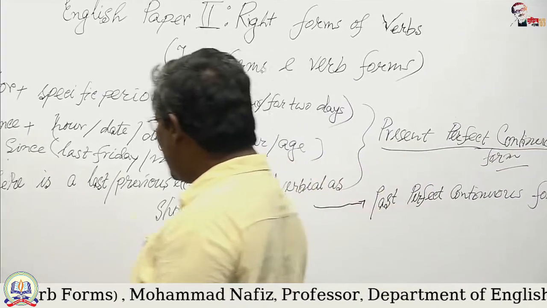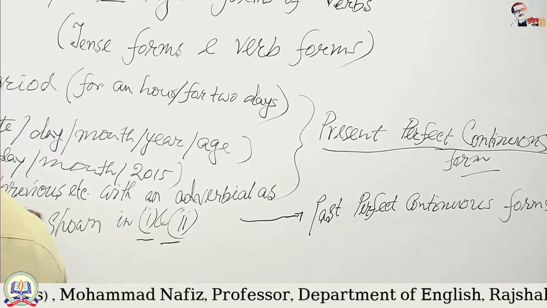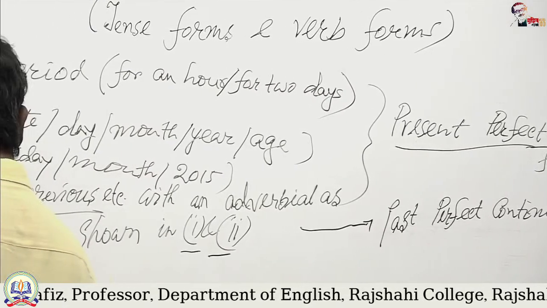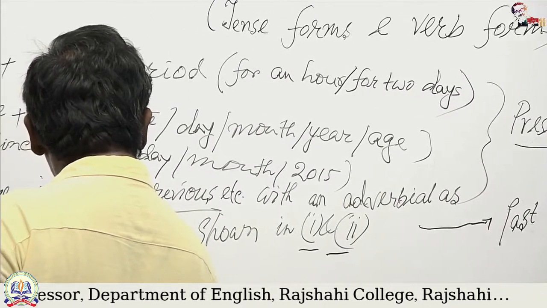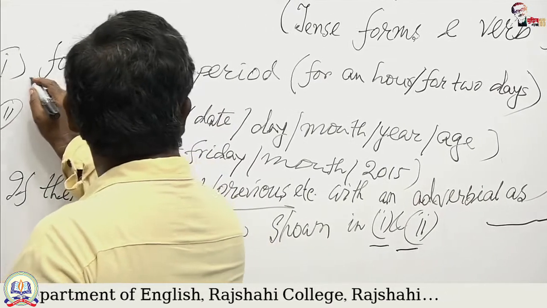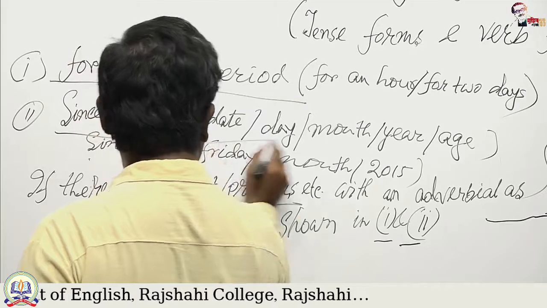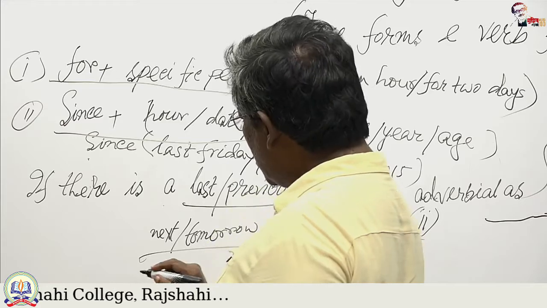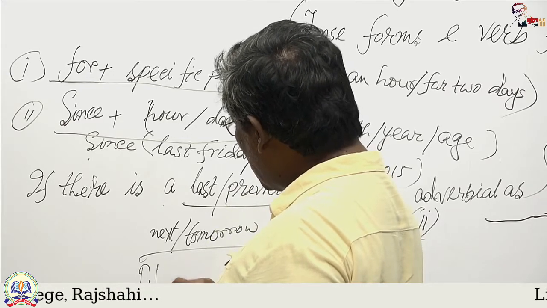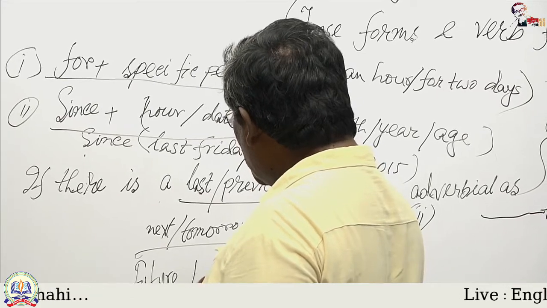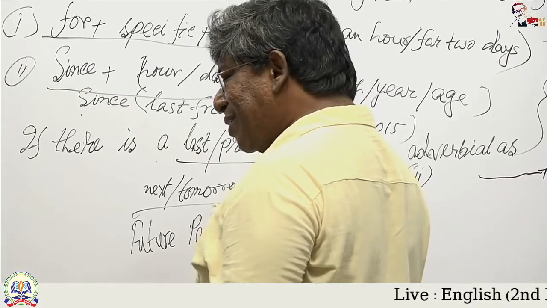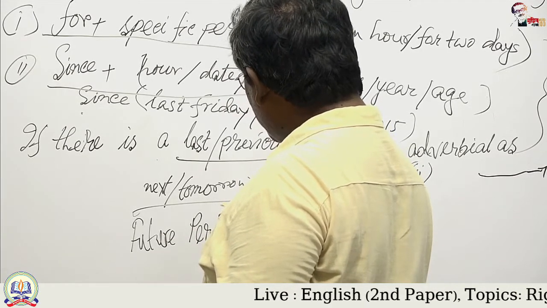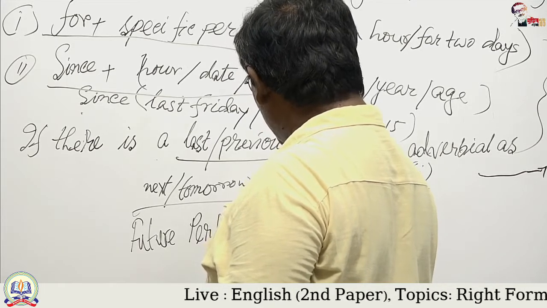And similarly, if there is the presence of next or tomorrow along with the presence of for plus specific period or since plus specific time, that will be presented in the future perfect continuous. But in English language we have the littlest use of the future perfect continuous form.